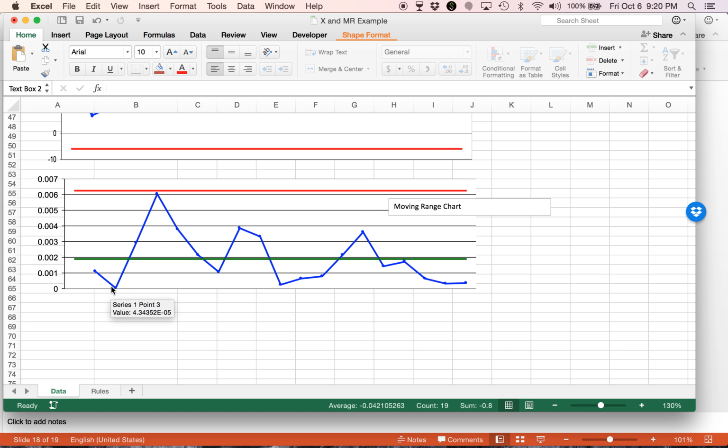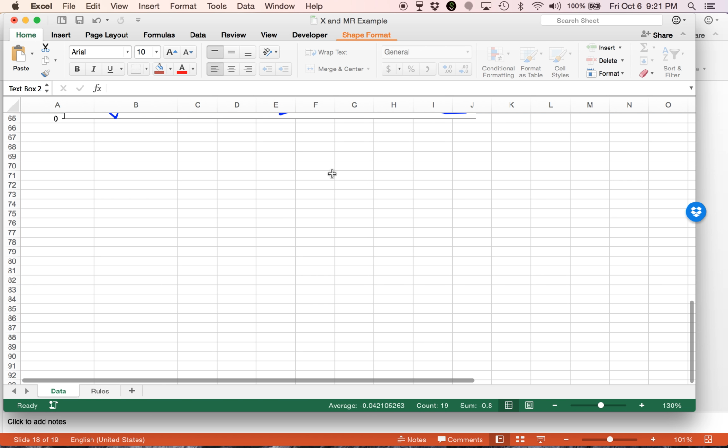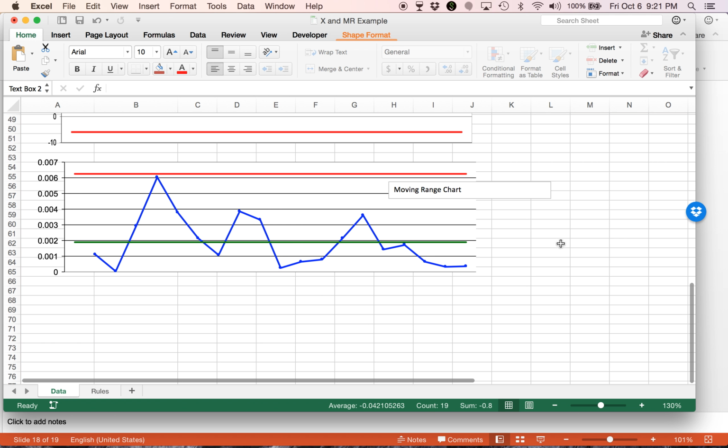This point here does seem to be abnormally low, but again, keeping in mind that this range is about unloading times. So if the unloading time between one unloading and the next were exactly the same, we're going to get 0. So that's actually okay. An unloading time of 0 is fine. It's only when you have a big difference in unloading times that we might be concerned, not small differences or no differences.